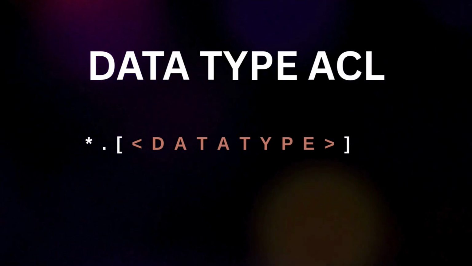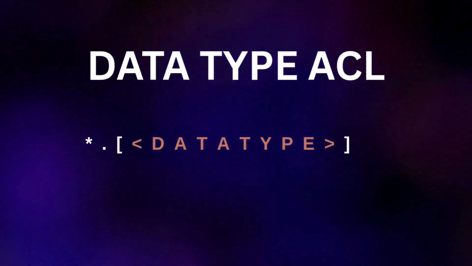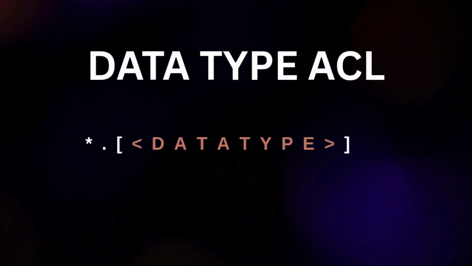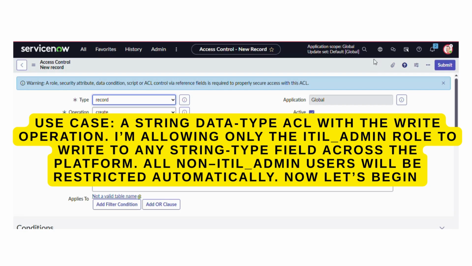The syntax for a DataType ACL is square open bracket, the data type you want to restrict, square close bracket, like this. In this demo, I'm creating a string data type ACL with the write operation. I'm allowing only the admin role to write to any string type field across the platform. All non-admin users will be restricted automatically.